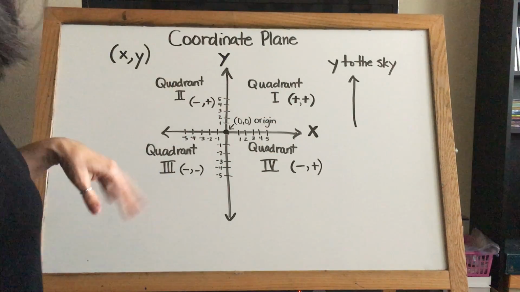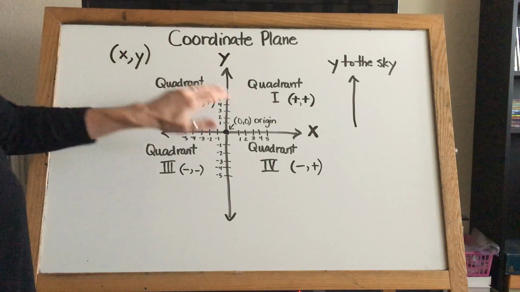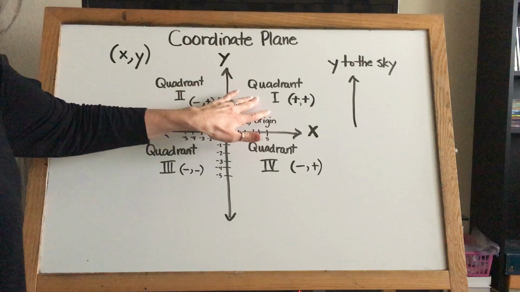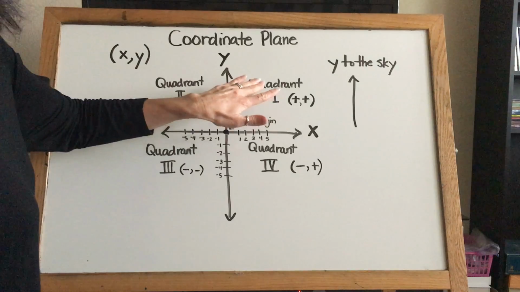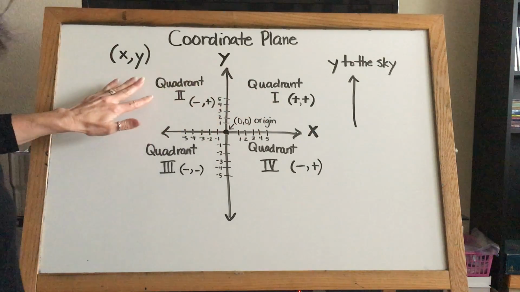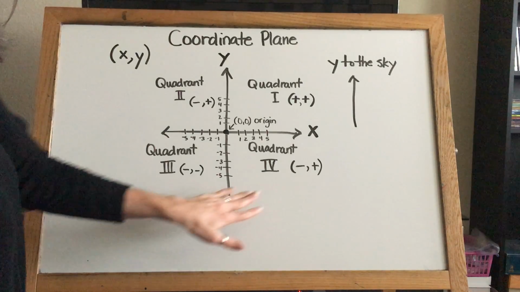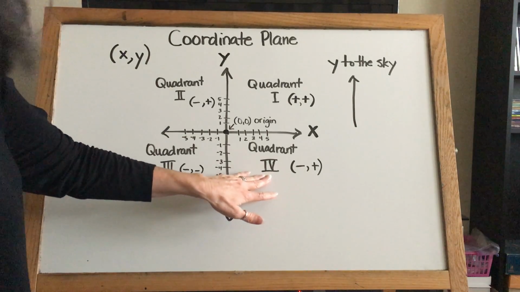So we've got four quadrants in our coordinate plane, and we actually label them with Roman numerals. So we have quadrant 1 that's in the upper right hand corner. We have quadrant 2 in the upper left. We have quadrant 3 in the lower left, and we have quadrant 4 in the lower right.